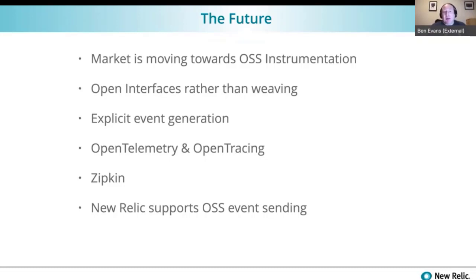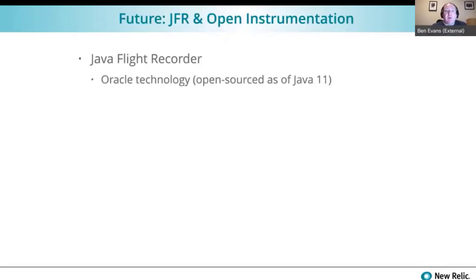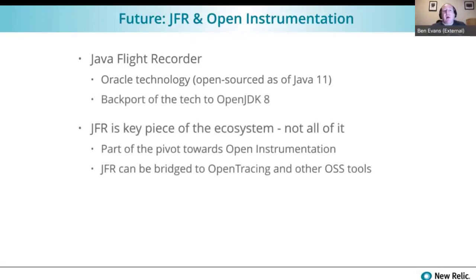If you want to use something else like OpenTelemetry or Zipkin or Spring Micrometer or anything like that, Prometheus, any of those technologies, we support all of those as well. And for JFR, the technology is open source now. It's backported to 8. It's a key part of the ecosystem, but it's not all of it. We see it as part of the pivot towards open instrumentation, and we're looking very closely at bridging to open tracing and open telemetry and other open source tools.